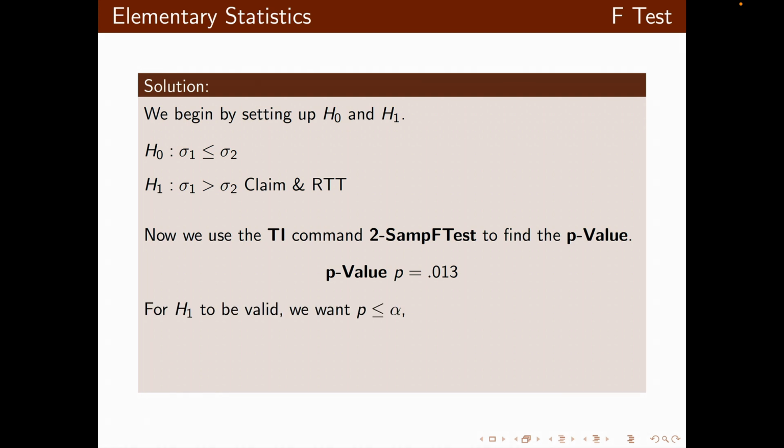For H1 to be valid, we want p-value to be less than or equal to alpha. So we want alpha to be greater than or equal to 0.013. So we choose alpha to be 0.02, 0.03, 0.04, or same pattern.